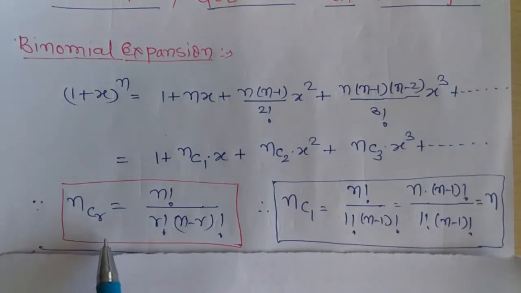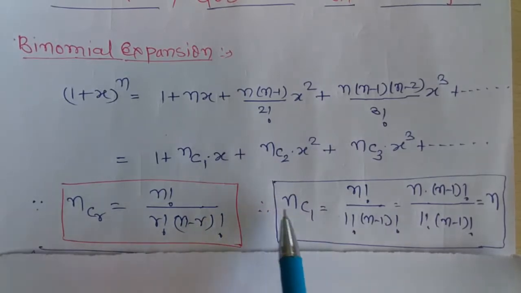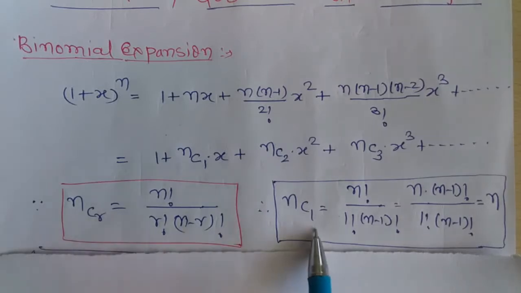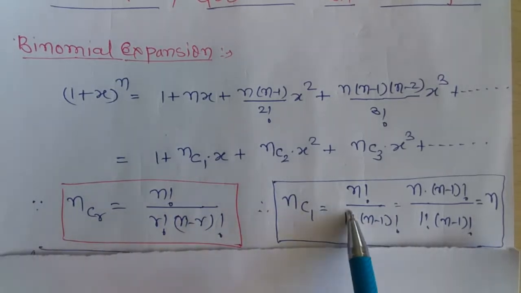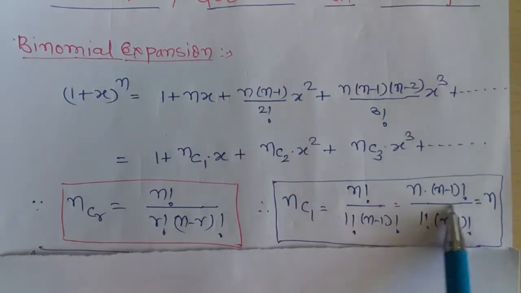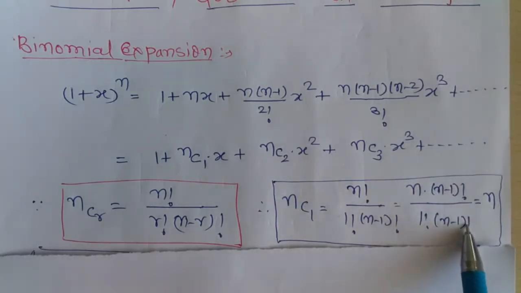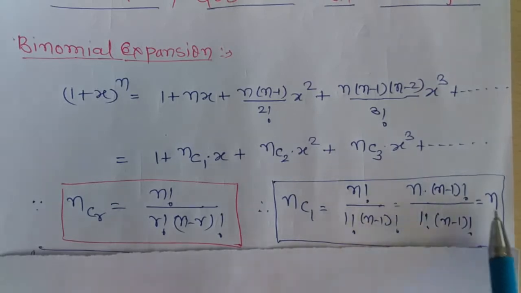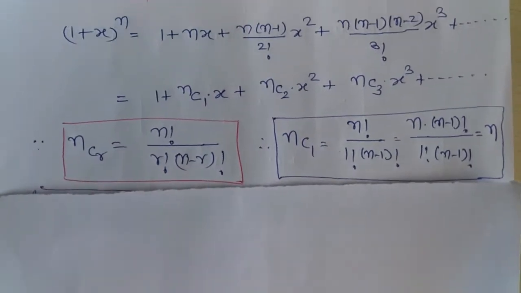We know that the combination formula nCr is equal to n!/(r!(n-r)!). For nC1, here r equals 1, so nC1 gives n!/(1!(n-1)!). Now 1! is 1, and n! we can write as n(n-1)!. Here (n-1)! cancels, 1! is 1, so we get n. So nC1 gives n.